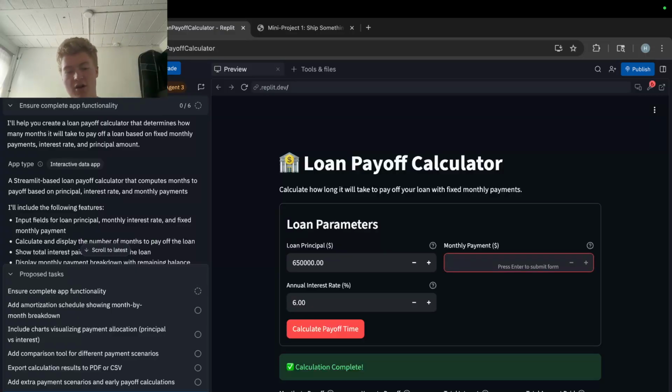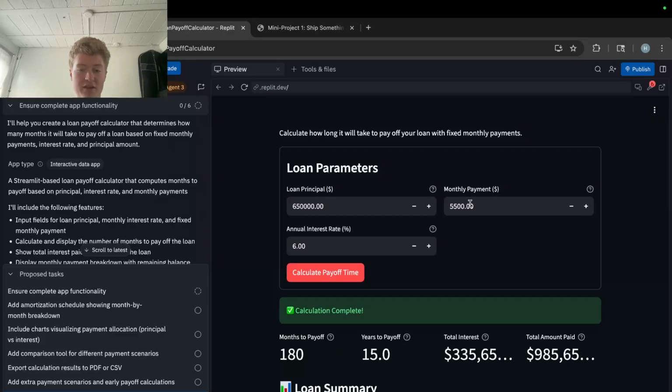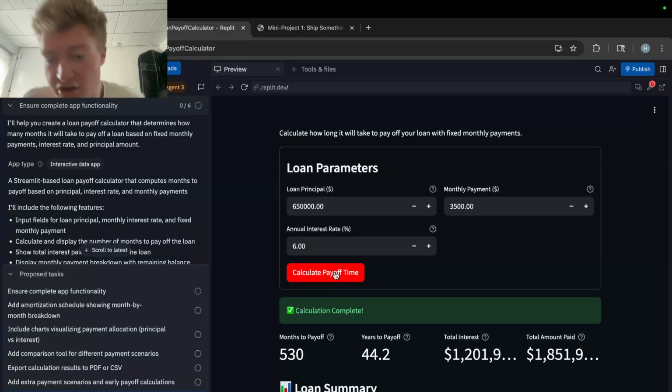So let's say I'm comfortable with paying $5,500 a month towards my loan. It'll calculate how long it'll take me to pay it off: 15 years. So that is not that bad, 15 years paying that, but that is quite a high monthly payment. So let's say I can't afford that, and let's go $3,500. I can pay that comfortably a month. I can say that confidently. 45 years to pay it off.